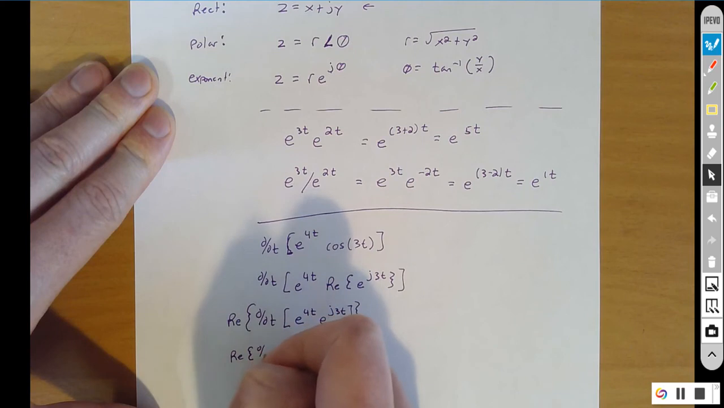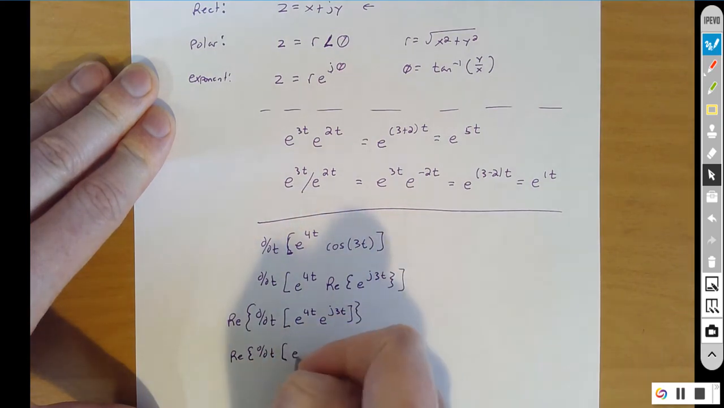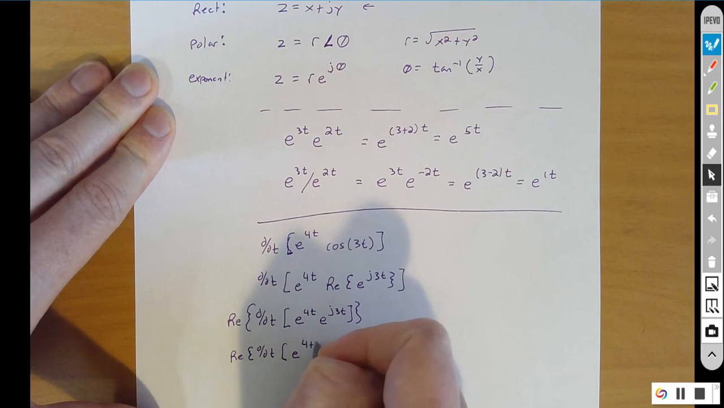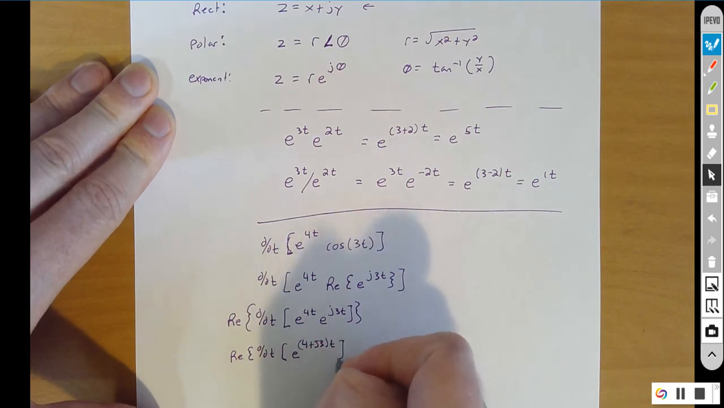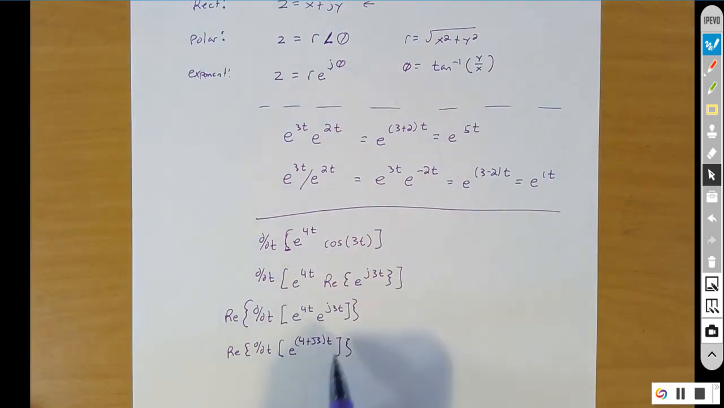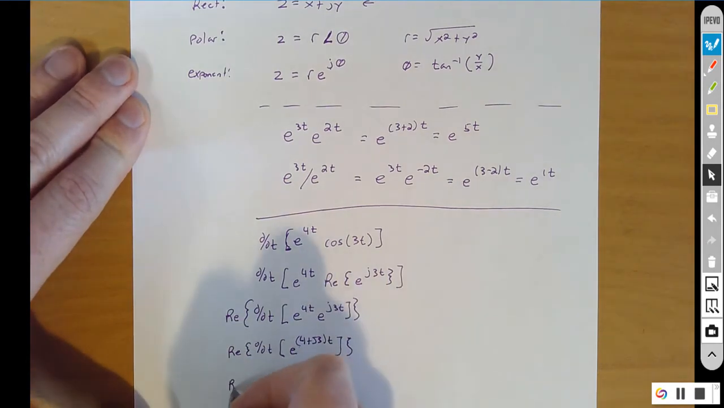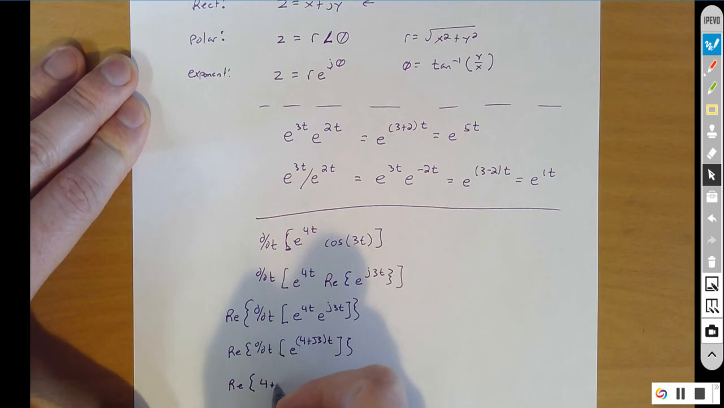So most of the time I'm going to drop this real operator and I'll bring it back later, but for this first example we won't. So we will get e to the (4 plus j3) quantity t. So now it's an exponential. I take the derivative of this. Our a here is 4 plus j3, so I will get the real operator. d/dt gets replaced by 4 plus j3.